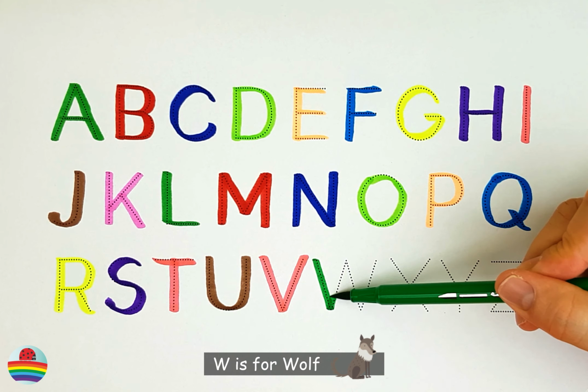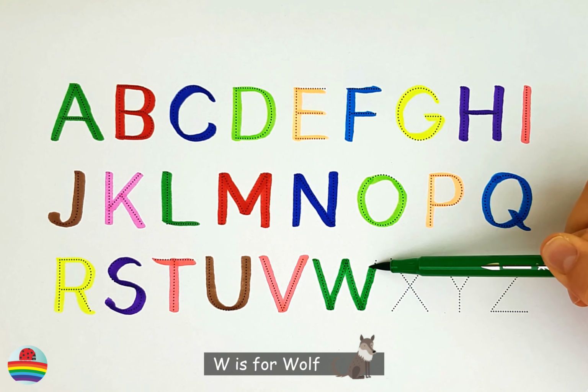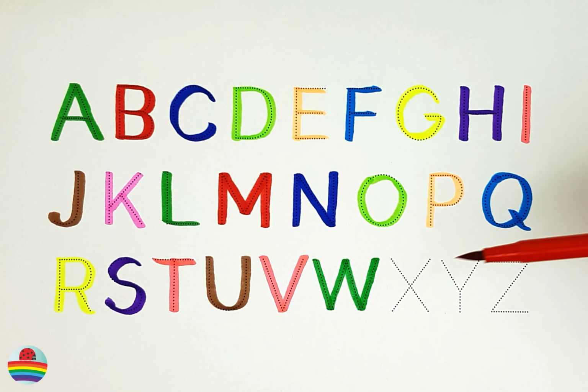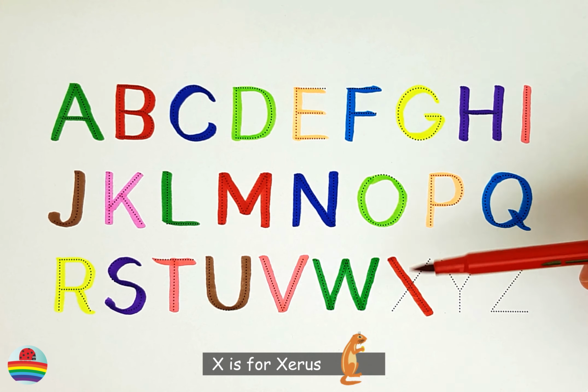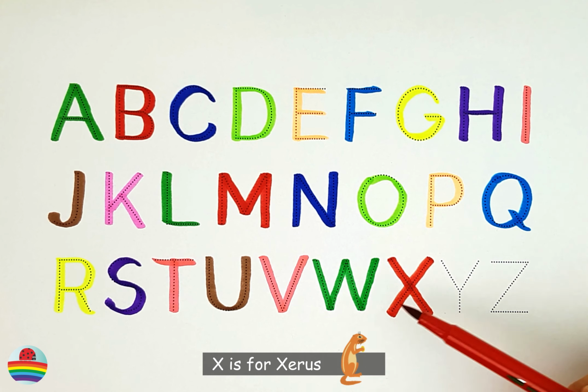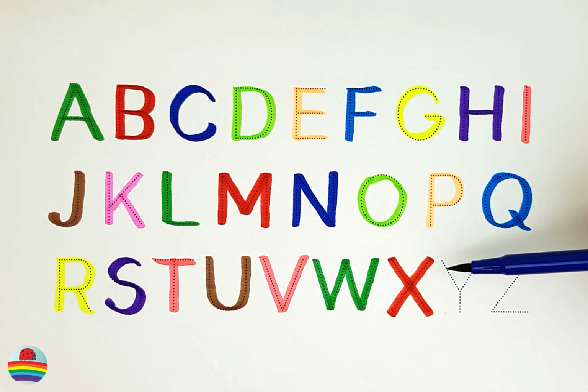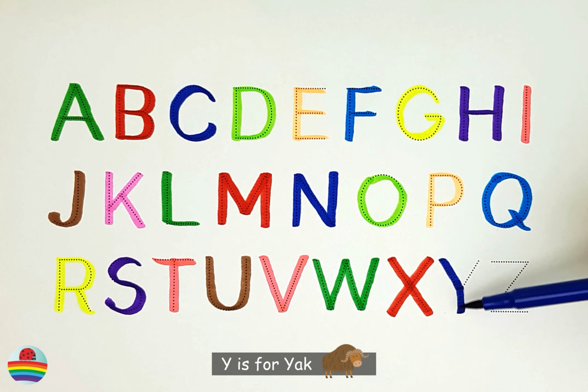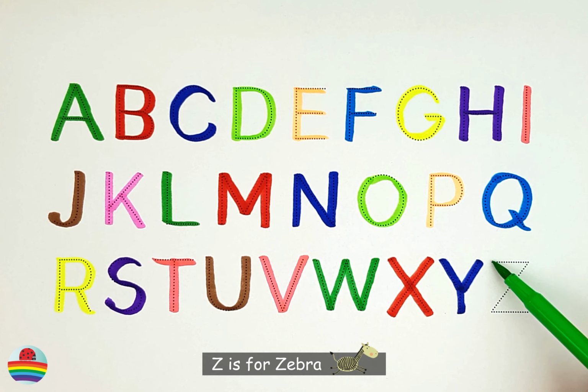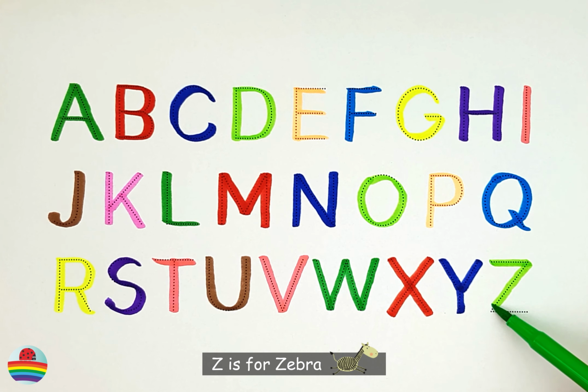W is for wolf. X is for zebras. Y is for yak. Z is for zebra.